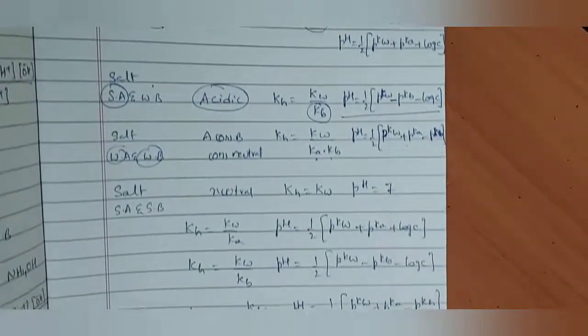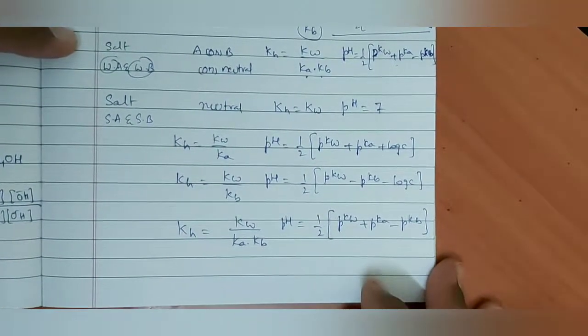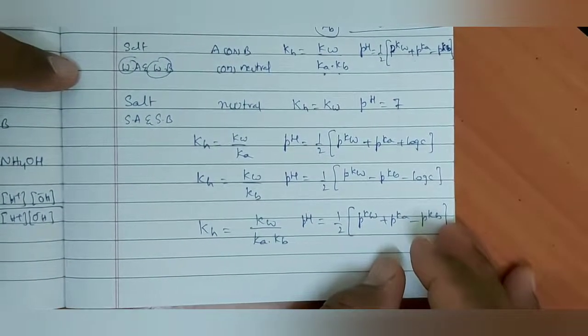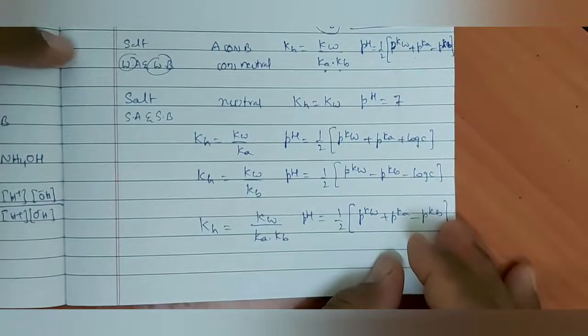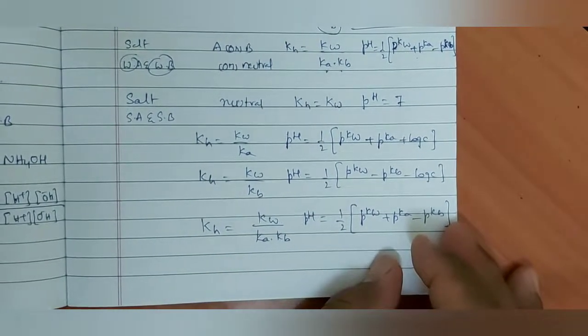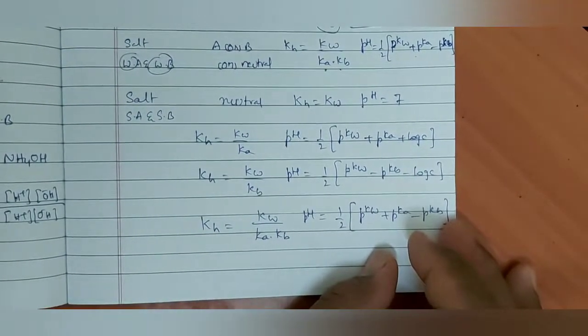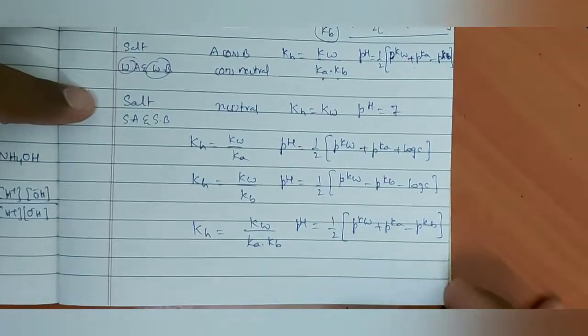Practice well. In the next class we will see what is meant by buffer solution and the types of buffers. And finally we will come to sparingly soluble salts and the common ion effect. So in one or two more classes, buffer solutions, and the remaining part we will complete in one more class. By that, the equilibrium chapter is going to be completed.